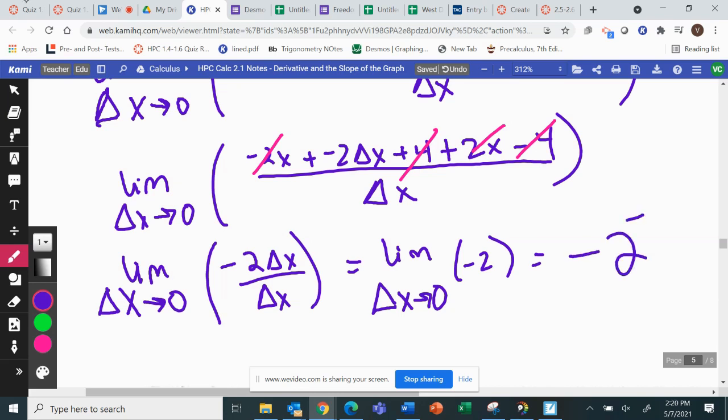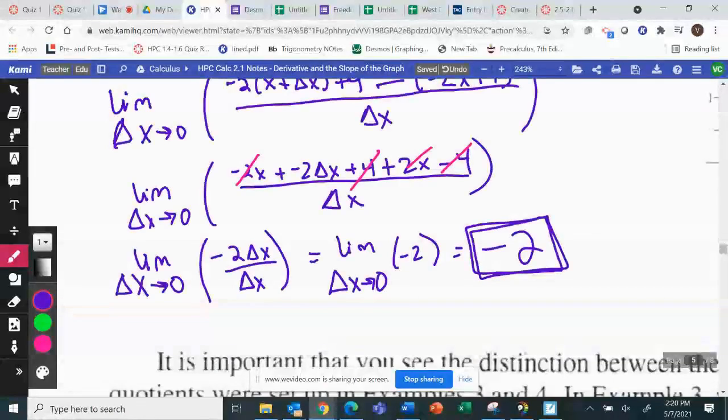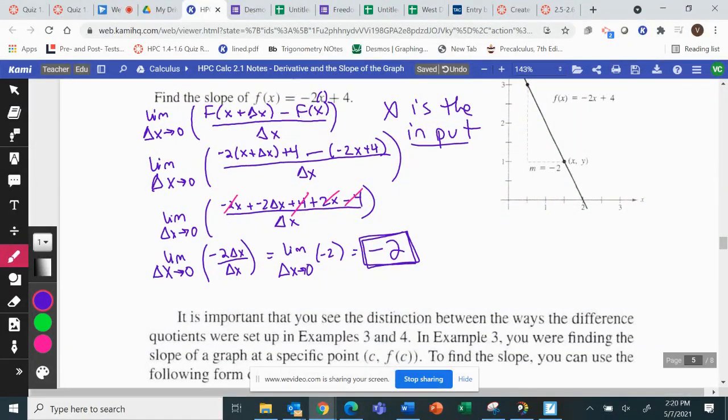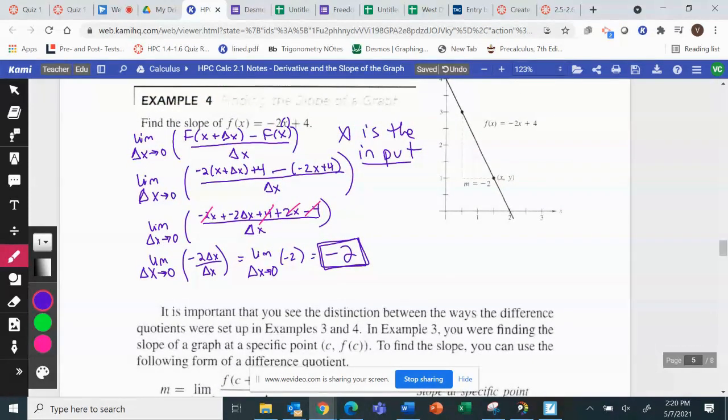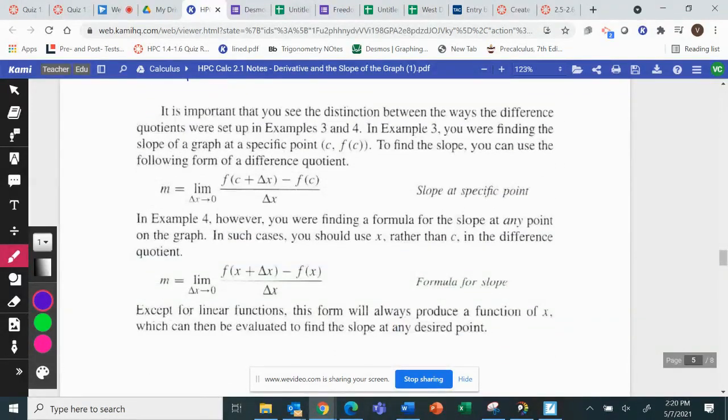And you told me already, well, the slope has to be -2 because it's a line. So we already knew the answer, but going through these steps, you can still find it. Not that you would do that for this one. So the difference between example 3 and example 4: example 3 is at a particular point, example 4 is when you do it for the function. So you have different ones like that in your assignment.